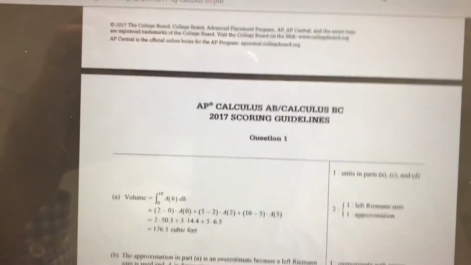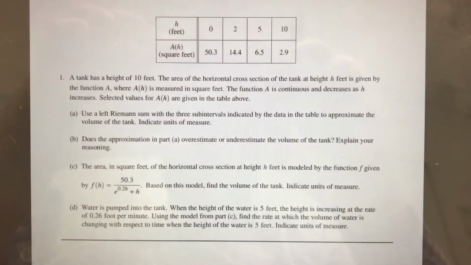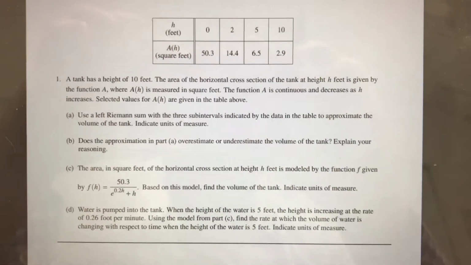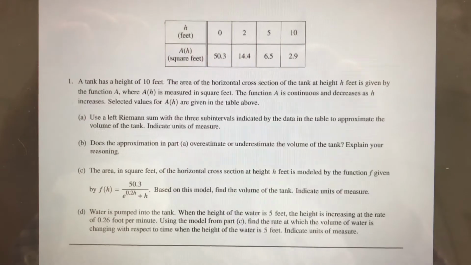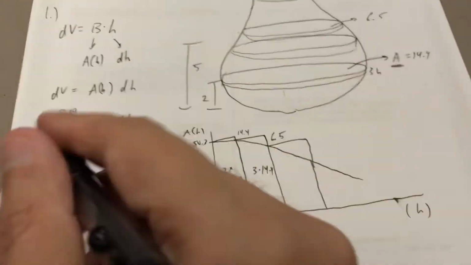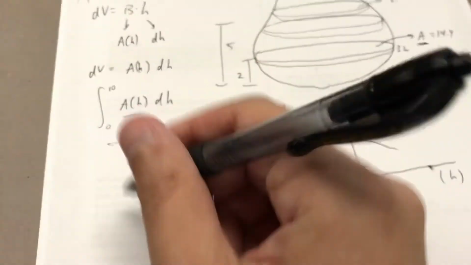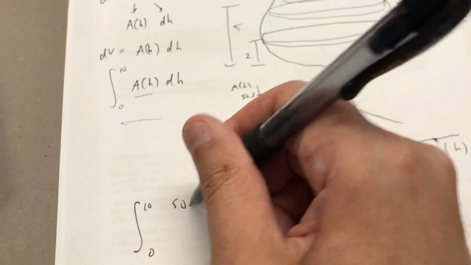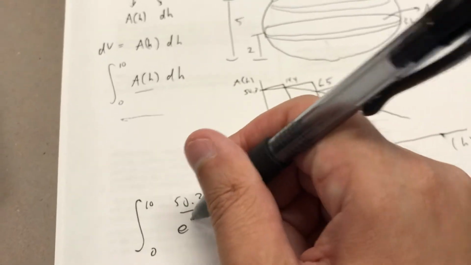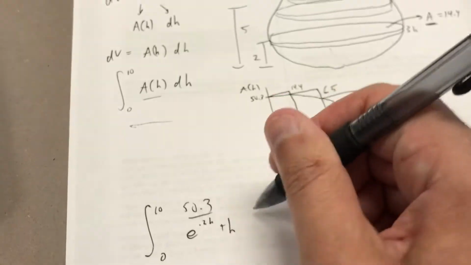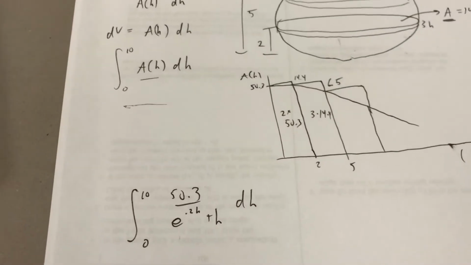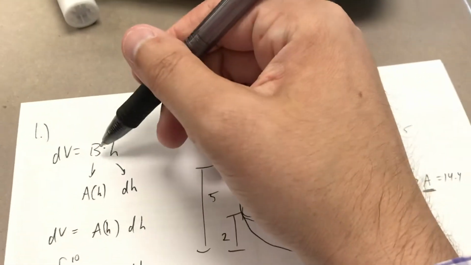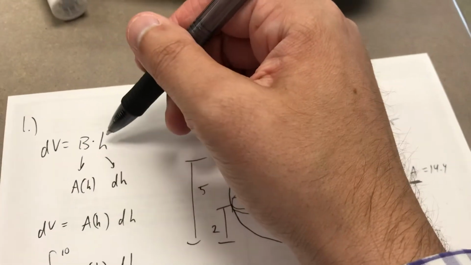All right. Part C actually gives us a function now. Before we were just using a table and estimating, and now they say, we do have a function. Here it is. This was a calculator question, so you should be able to dump that back into that original integral that we set up. It's just going to be the integral from 0 to 10 of 50.3 over e to the 0.2h plus h dh. Again, it's just the area of the base times the height.